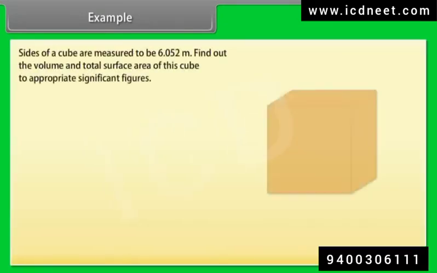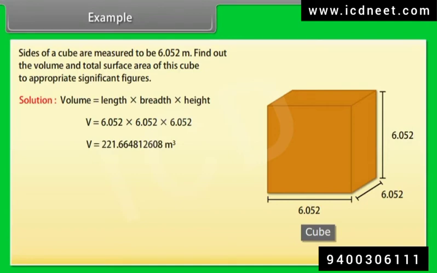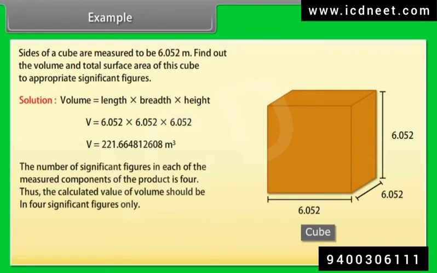Example. Let us take an example of significant figure. Sides of a cube are measured to be 6.052 meter. Find out the volume and total surface area of this cube to appropriate significant figures. Let us see the solution. Volume is equal to length into breadth into height. After calculation, we get V is equal to 221.665 meter cube. The number of significant figures in each of the measured components of the product is 4. Thus, the calculated value of volume should be in 4 significant figures only. Thus, V is equal to 221.7 meter cube.